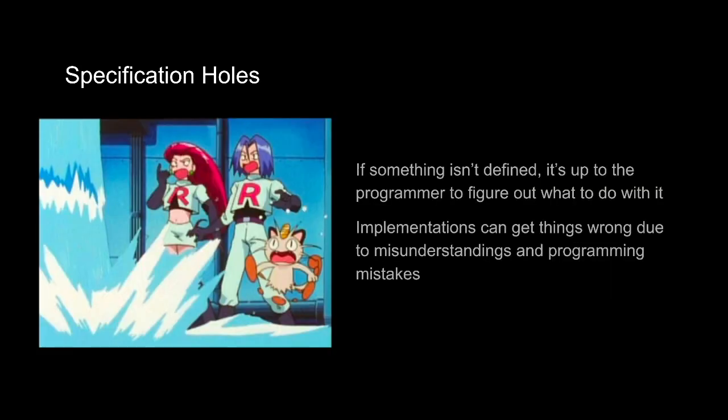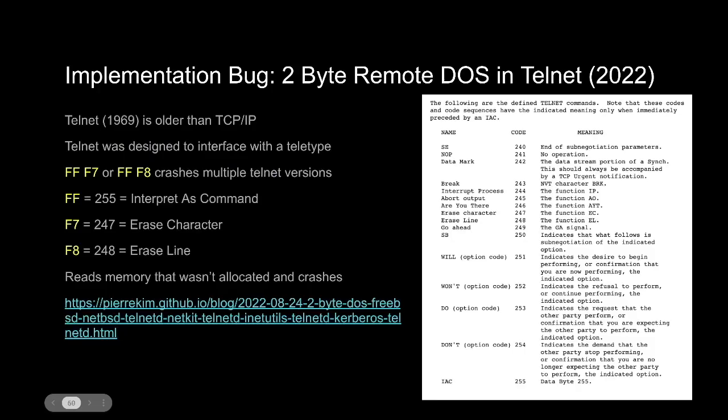And so the last big thing about specs is that there can be holes, right? There can be undefined parts of a spec. And if something isn't defined, it's up to a programmer to figure out how to actually deal with it. Implementations can also get things wrong due to misunderstanding the spec and general programming mistakes. So these are all things to consider when you're doing comparative analysis between all of these. Ambiguity definitely can lead to a lot of weirdness, as we will show.